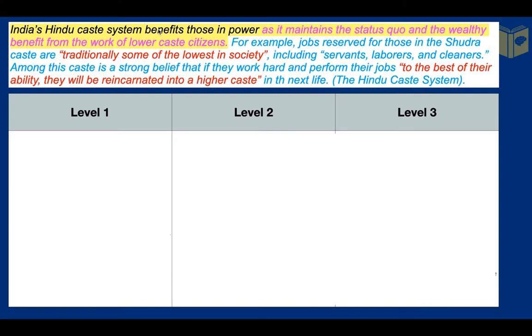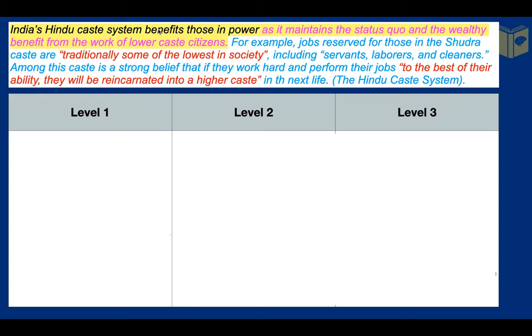Another example, let's say I'm doing India's Hindu caste system, or Hinduism in India. I might say that the caste system benefits those in power as it maintains the status quo, and the wealthy benefit from the work of lower caste citizens. My evidence is that the lower caste citizens in society, servants, labourers and cleaners, work to the best of their abilities because they believe they'll be reincarnated into a higher caste in the next life. Okay? That's my evidence. Well, level 1, level 2, level 3. Systems analysis, compare and contrast, cause and effect.